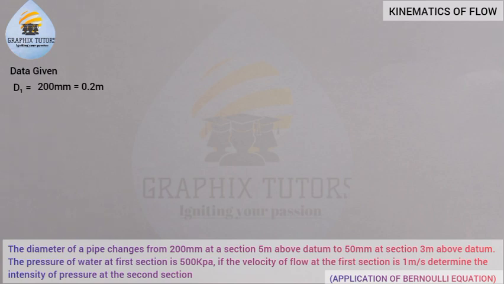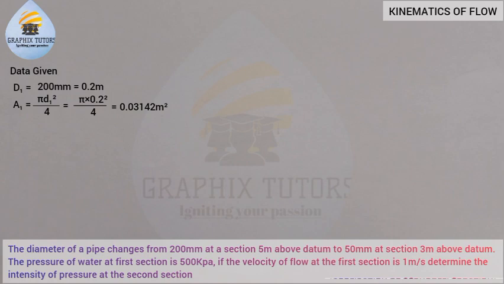Now, whenever you calculate for diameter, always calculate for the area of that pipe also. And we know the area of that section of the pipe, A1, will be given as what? Pi D1 square over 4. Now, if I input my value here, I'll be having pi times the value of D1, 0.2, square, all over 4. And doing the needful, I'll be having 0.03142 meter square. That is for that.